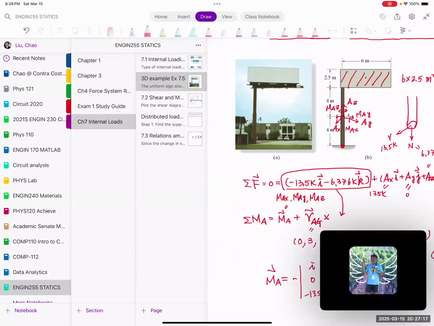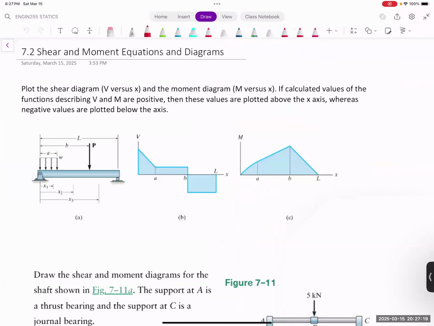To find this diagram, you have to find the equation to represent the diagram. So we will go through some examples and show you a step-by-step process to create these kinds of diagrams. Right now, if you look on the screen, what we want to do is plot a shear diagram. The shear diagram is the shear force versus x, where x represents the position along the member. And the moment diagram is the same: the bending moment versus x.